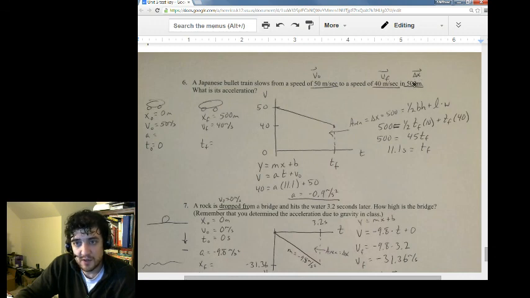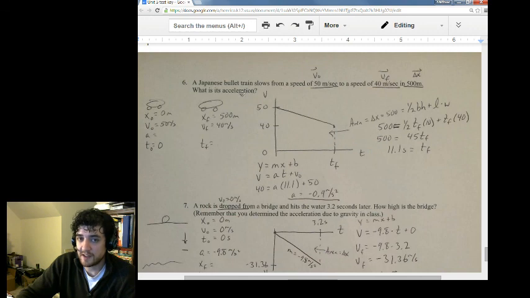Paying attention to the units is very important. A lot of people want to use this as their time. This is not the time. 500 meters, that is most decidedly a distance. That's the displacement. It slowed down from 50 to 40 meters per second. It took it 500 meters to do that. How much time? Don't know.